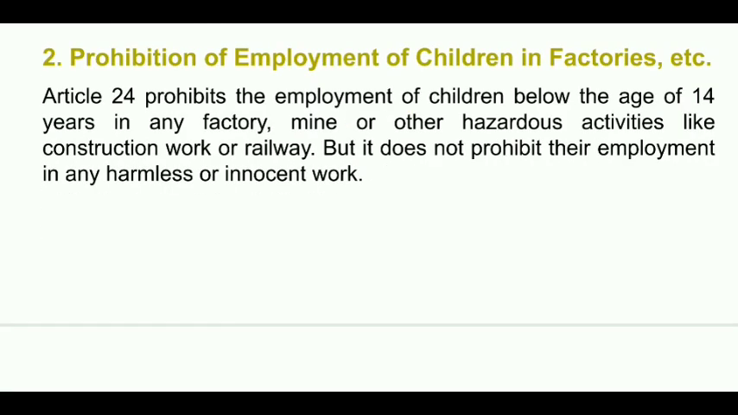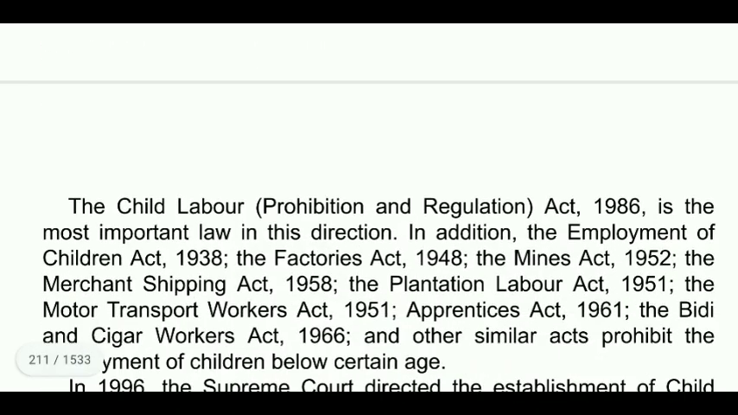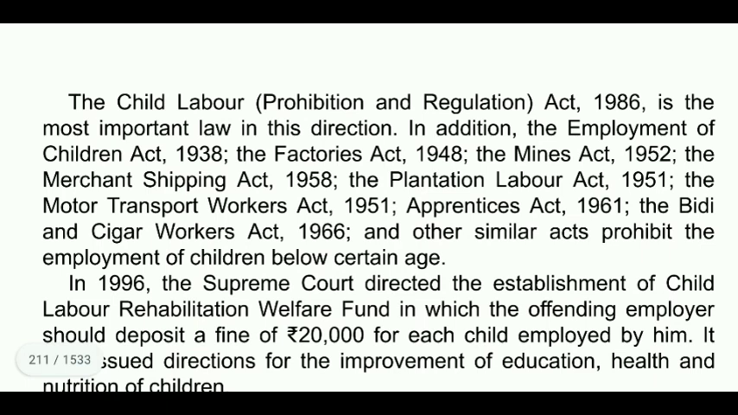Second, prohibition of employment of children in factories, etc. Article 24 prohibits the employment of children below the age of 14 years in any factory, mine, or other hazardous activities like construction work or railway, but it does not prohibit their employment in any harmless or innocent work. The Child Labor Prohibition and Regulation Act 1986 is the most important law in this direction. In addition, the Employment of Children Act 1938, the Factories Act 1948, the Mines Act 1952, the Merchant Shipping Act 1958, the Plantation Labor Act 1951, the Motor Transport Workers Act 1951, Apprentices Act 1961, the Bidi and Cigar Workers Act 1966 and other similar acts prohibit the employment of children below certain age.